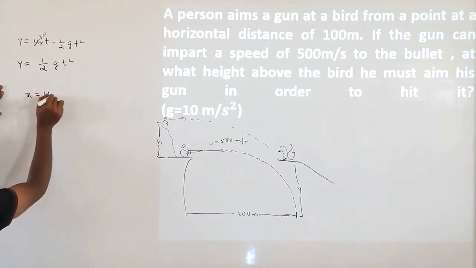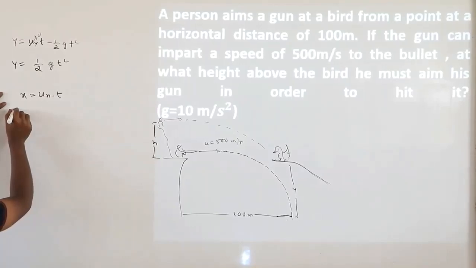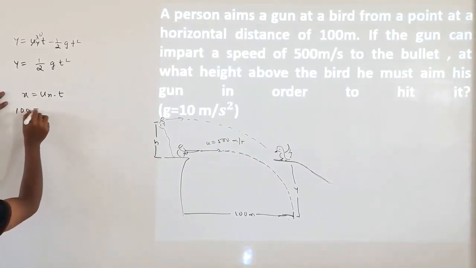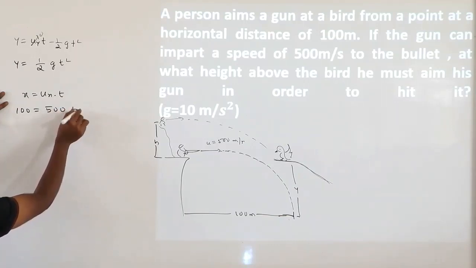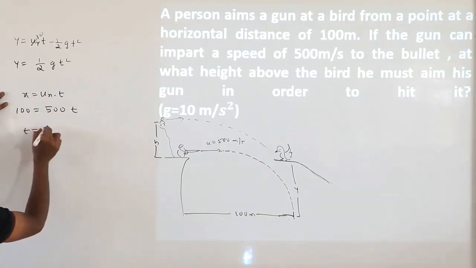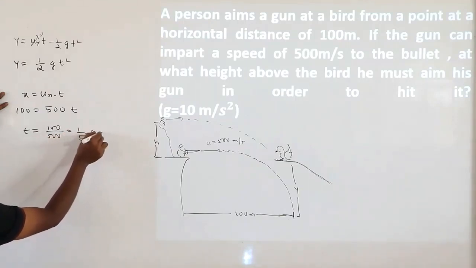X equals Ux into t. X is how much? X is 100. Ux is 500. T you can calculate. So t equals 100 divided by 500, that is 1 by 5 seconds.